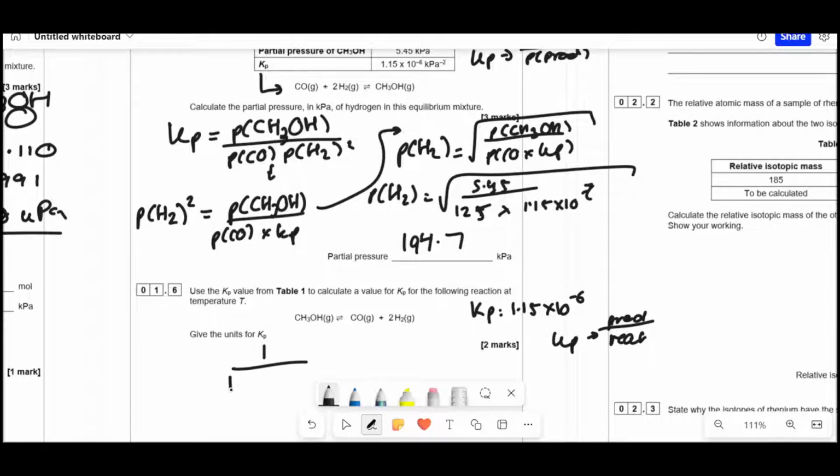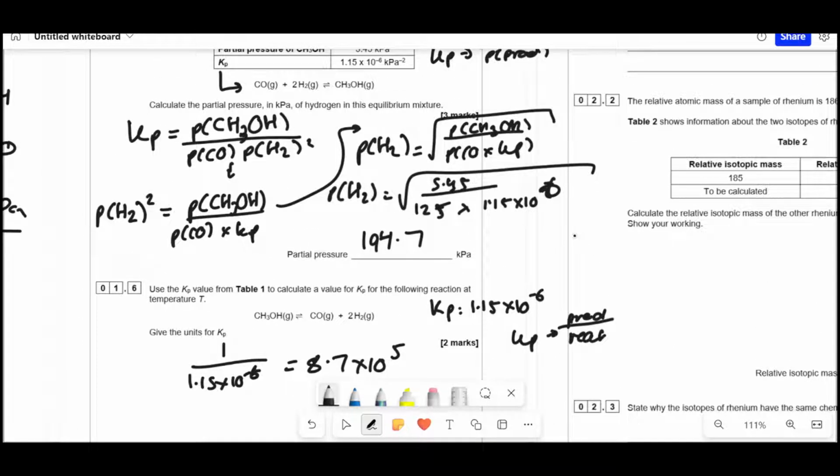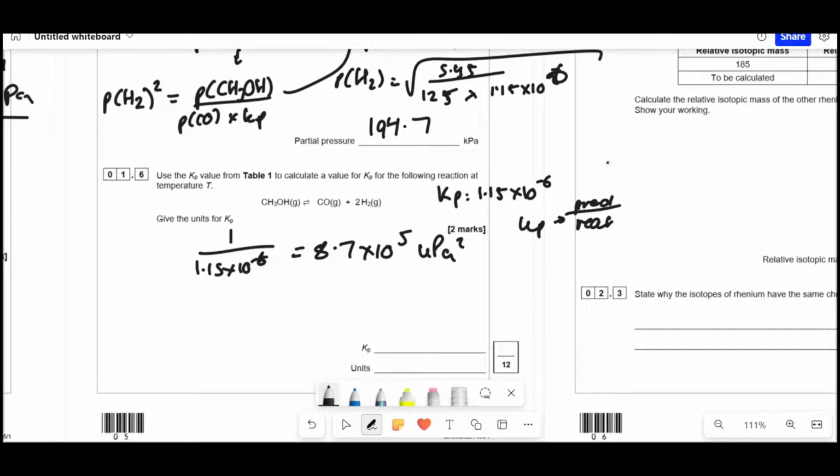So 1 divided by 1.15 times 10 to the minus 6. I don't know why I put minus 6 earlier, I've just realized now, whoops. That would give you what you need, and if you do that, you would get 8.7 times 10 to the 5. The units would change as well, because this one's unit is kPa to the minus 2. You're doing 1 divided by kPa to the minus 2, so it's actually going to be kPa squared. Alternatively, you could just figure it out again. Instead of learning some crazy method like, from now on every single equilibrium that is opposite has to be this, just derive it like this. It saves time and promotes understanding.